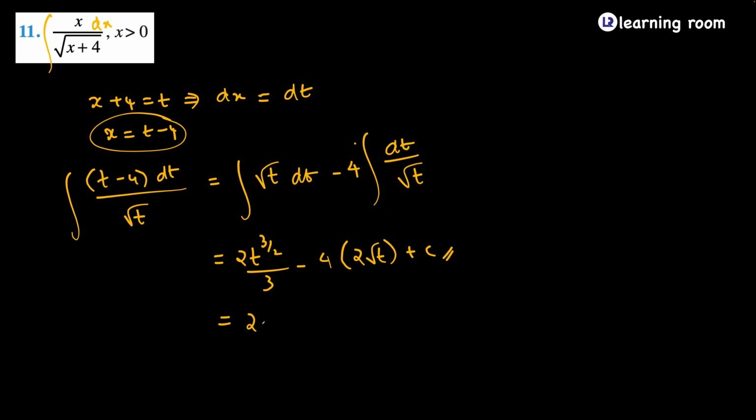So 2 times, what is the value of t? x plus 4. So x plus 4, the whole power 3 by 2, the whole divided by 3, minus 8 times square root of x plus 4 plus c. This will be the answer. Is that clear?